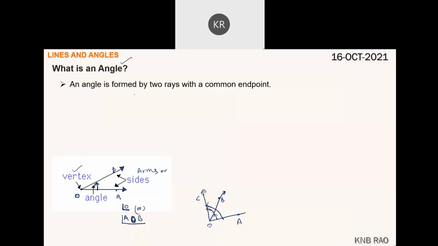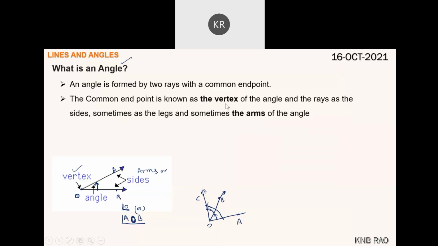Angle is a figure formed by two rays with a common endpoint. The common endpoint is known as the vertex of the angle, and the rays which are forming it are called sides, sometimes legs and sometimes arms of the angle. This is how we call arms or sides or legs.